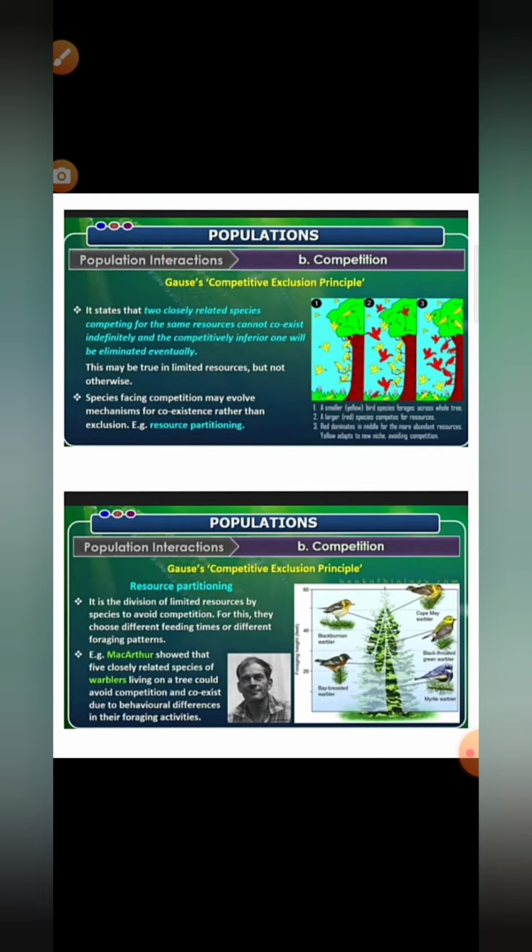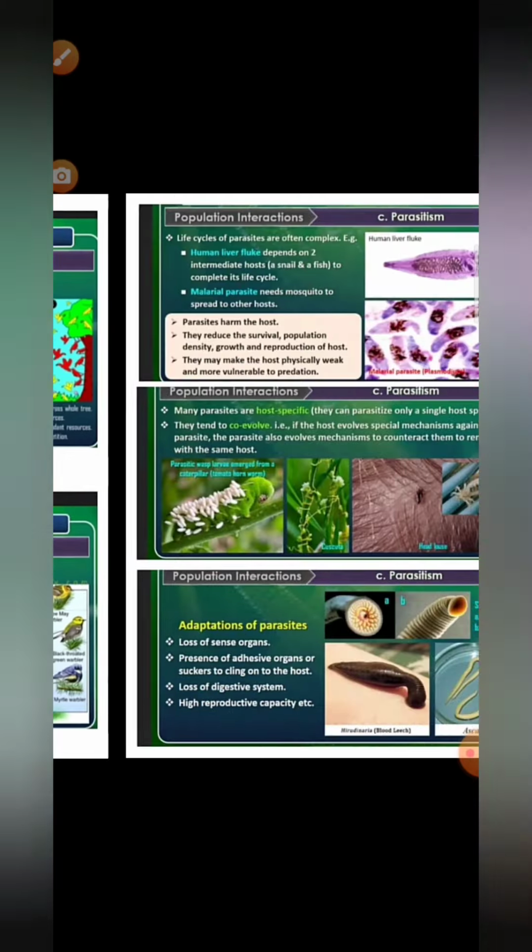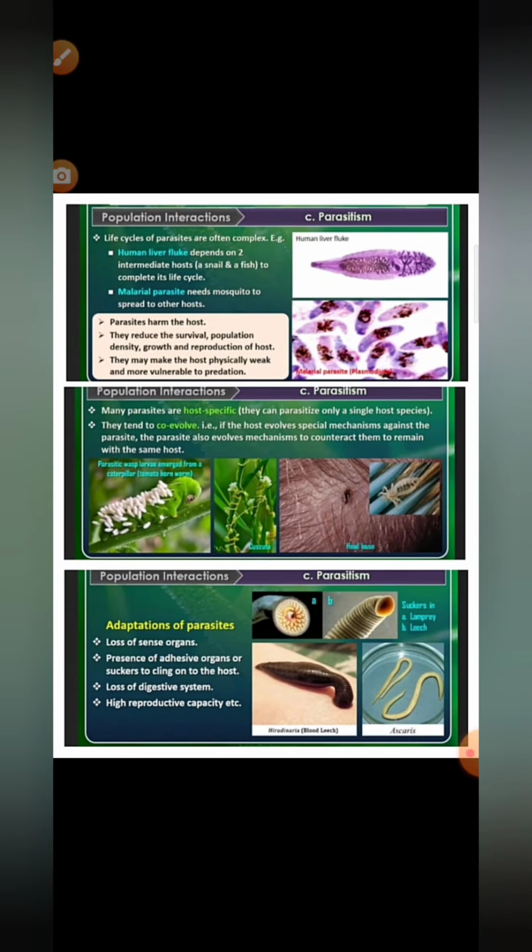MacArthur showed that five closely related species of warblers living on the same tree were able to avoid competition and coexist due to behavioral differences in their foraging activities. This is about competition. Next, we come to parasitism.